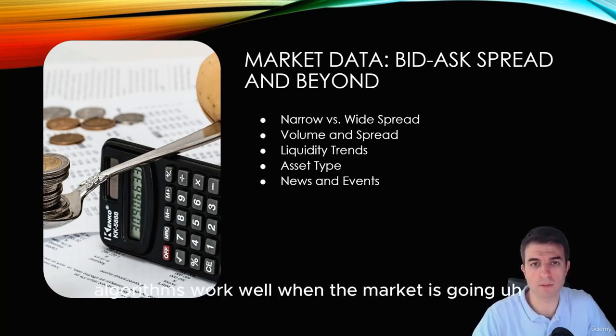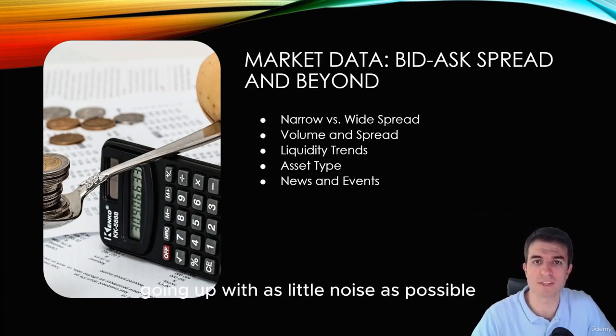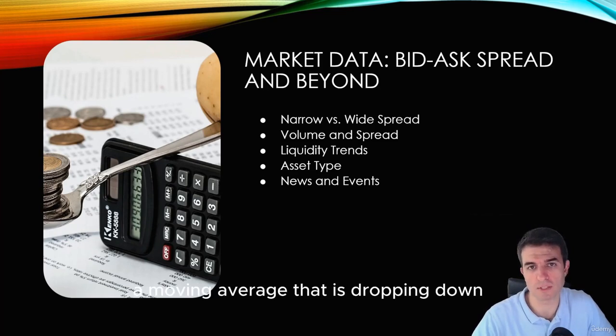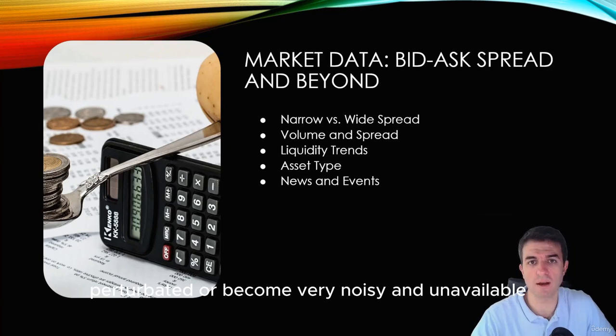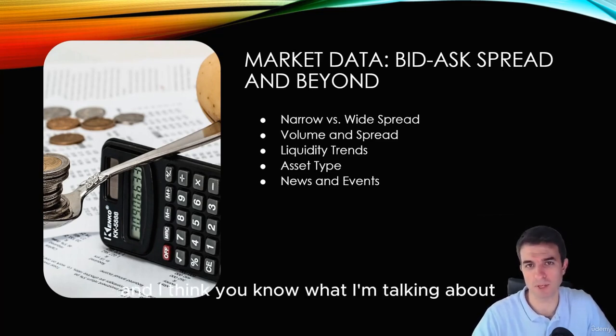Algorithms work well when the market is going systematically. It's very slow, you don't have high volatility, and things are going as expected. So the trend is continuing. If it's an uptrend, it's continuing going up with as little noise as possible. If it's going down, it's going down smoothly with as little noise as possible, using those retracement forms going up and down, and overall a moving average that is dropping down. These conditions are perturbed or become very noisy and unreliable when you have those news and events. And we've all been through these hard times of news releases, and I think you know what I'm talking about.